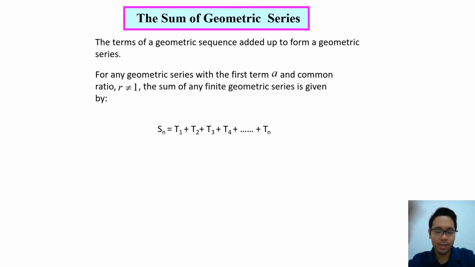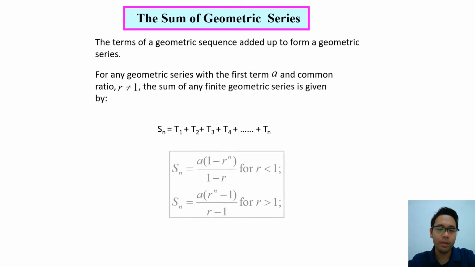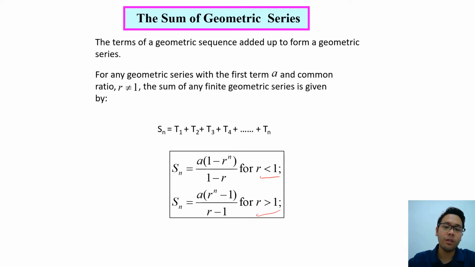So just like last time for AP arithmetic, Sn is still the same, T1 plus T2 and so on. But the formula is given something like this. In this case, we have two formulas, because one is for r more than 1, the other is for r less than 1. Should you really care? If you compute, you will get the same answer. Just one way is easier than the other way.